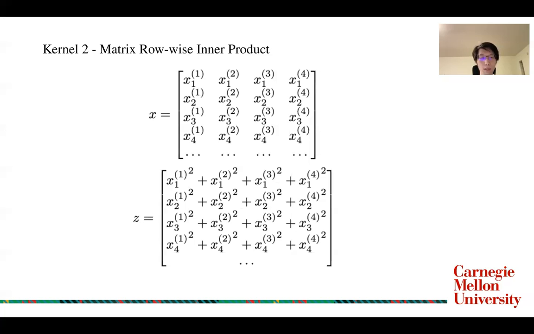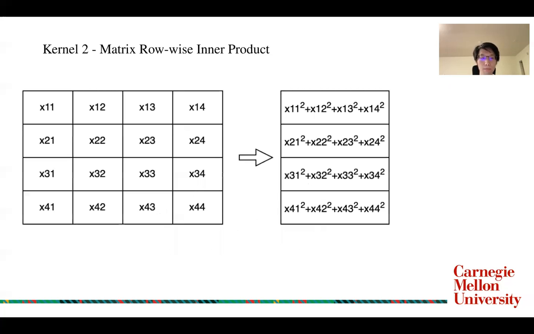Okay, so the second kernel calculates the row-wise inner product of the input matrix X. That is, we take one row from the input matrix X, compute the inner product of this row vector with itself, and store the result in the same row. The shape of the input X is 300,000 by 4, and the output is a column vector of shape 300,000 by 1. This is a clearer grid view showing the first row of the input matrix X and the output vector.